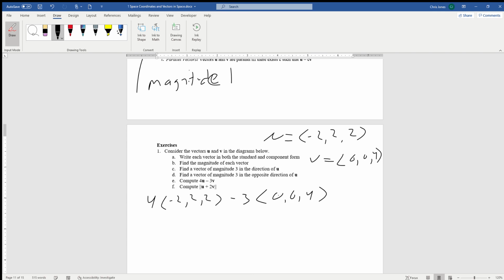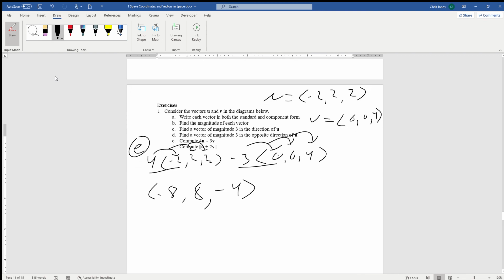If we compute that, we have negative 8 minus 0, which is negative 8. We have 8 minus 0, which is 8. And then we have 8 minus 12, which is negative 4. Again, all we did to get that was multiply through on both, and then combine the terms. For the first one, 4 times negative 2 is negative 8, and then negative 3 times 0 is 0, and we just add those together. Nice and easy for that.